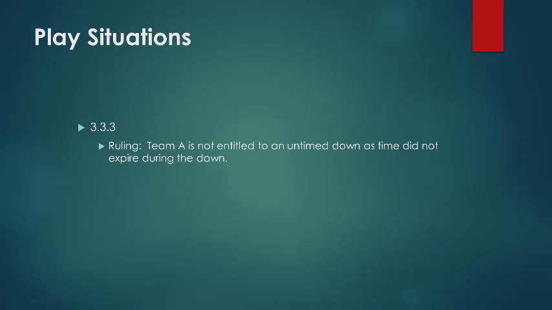The ruling for this situation is that Team A is not entitled to an untimed down as time did not expire during the down. So we would need the game clock to hit zeros during that play where we had the holding penalty on Team B. In this case, there's 4 seconds remaining. We wind the clock up properly, but then Team A does not get a snap off. We would not extend the period for an untimed down, and we would move on to the next period.